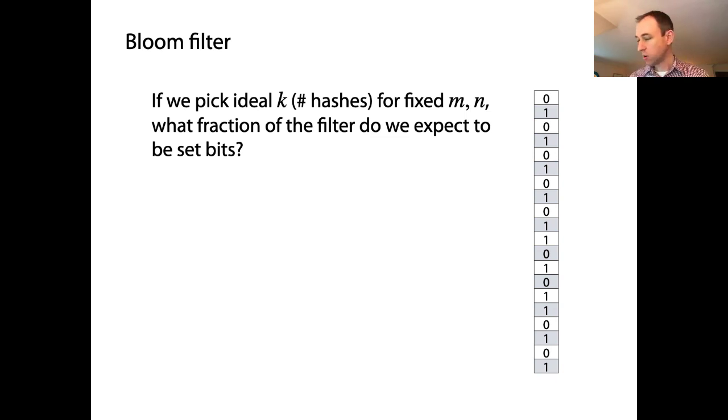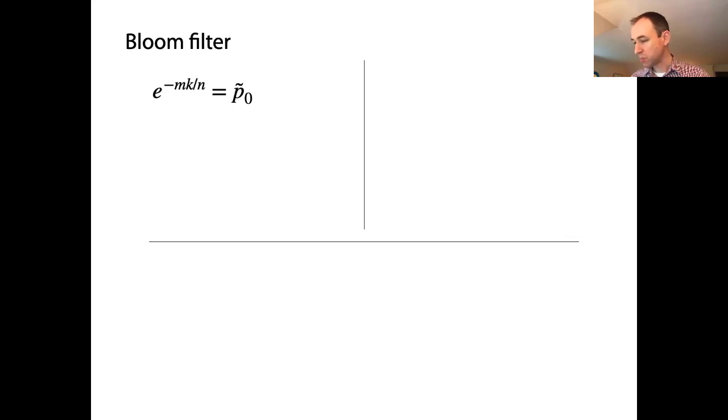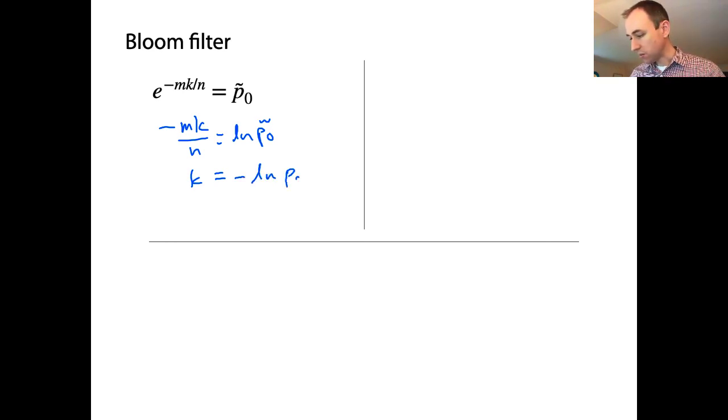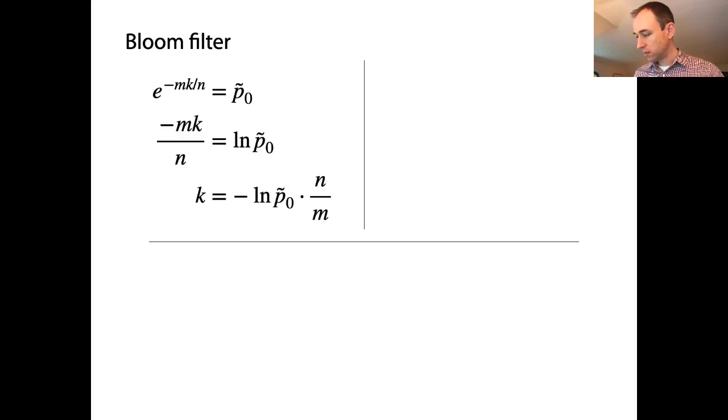This is not so hard to figure out. So let's just write down this expression that we already know. This is just the definition of tilde p sub 0. So we're using the approximation. So we can manipulate this a little bit to solve for k. So we might, for example, just take natural log of both sides. Right, and then multiply both sides by minus n over m. So we'll end up with minus, let's put the minus out there, log p hat n over m. Okay. And so that's just a way of saying what is k in terms of n and m and p0.